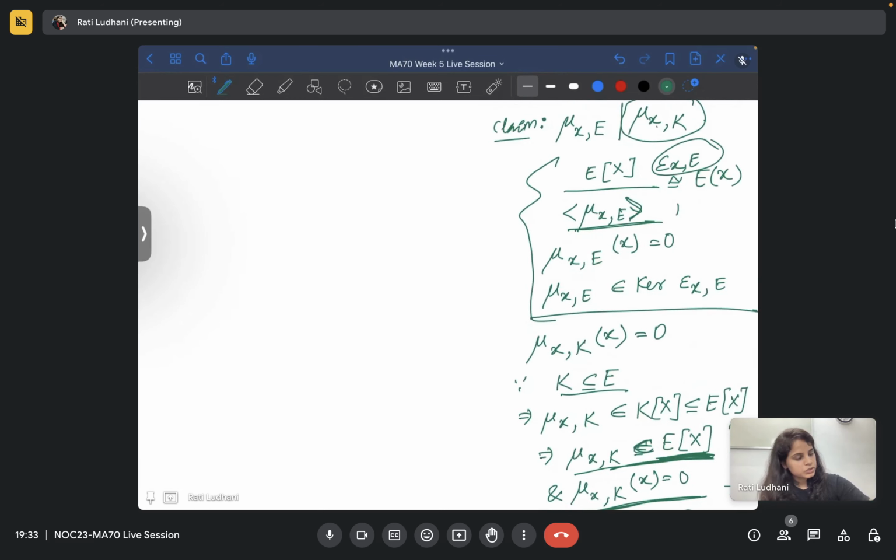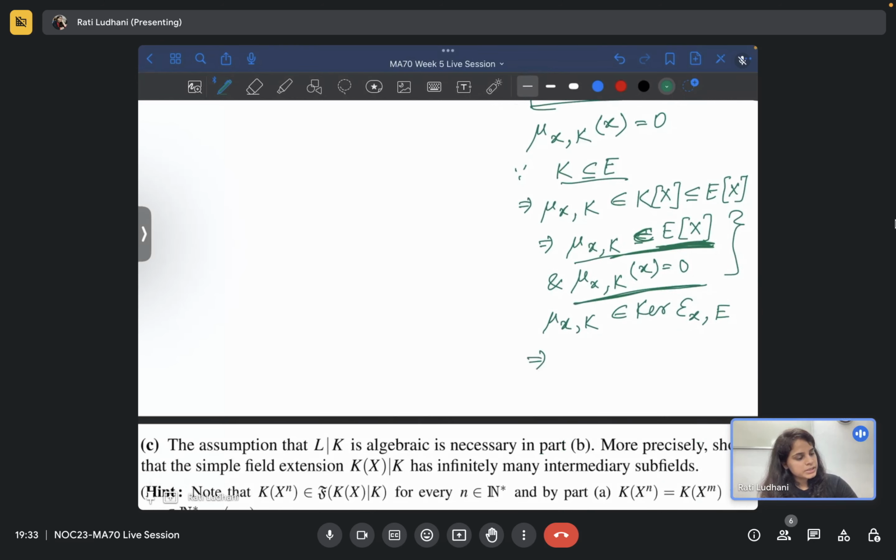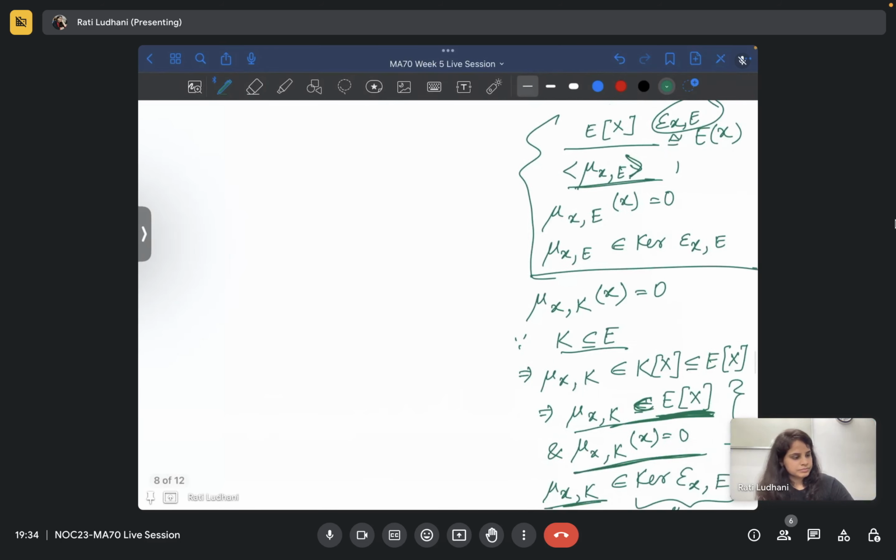So what does this mean? Now you know the kernel is generated by mu x comma e. So this polynomial should divide this; this is a multiple, and that's exactly what we did. That is, surjectivity is done.